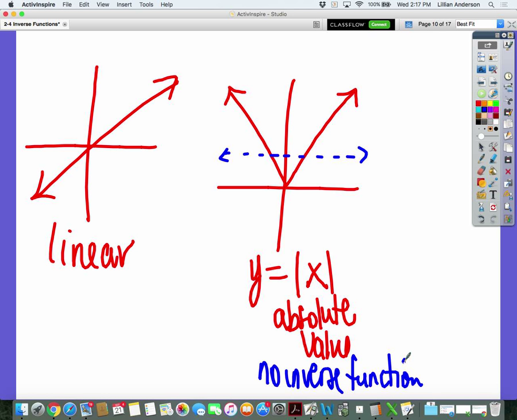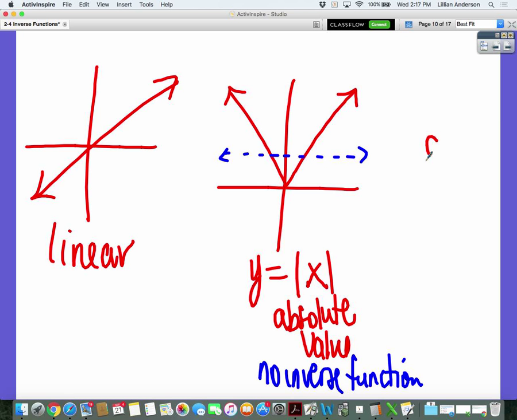What's another parent function that we have? We have the square root of x. That looks like this. Is the inverse a function? Yes, it is. It passes the horizontal line test. What's another parent function that we have?